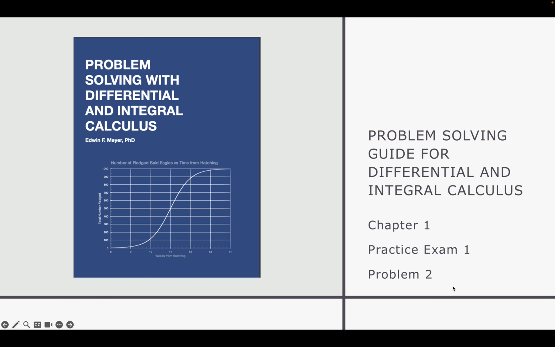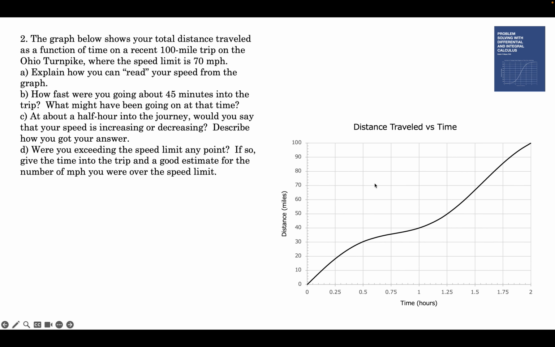This is problem 2 on practice exam 1 of chapter 1 in the book Problem Solving Guide for Differential and Integral Calculus. The graph shows total distance traveled as a function of time. For a 100-mile trip, you can imagine the trip odometer was set to 0, went 100 miles in a total of 2 hours, and every once in a while you plotted the distance traveled at a bunch of times, and you got this curve. Part A is explain how you can read your speed from the graph.